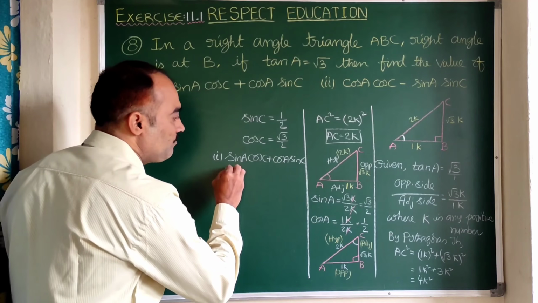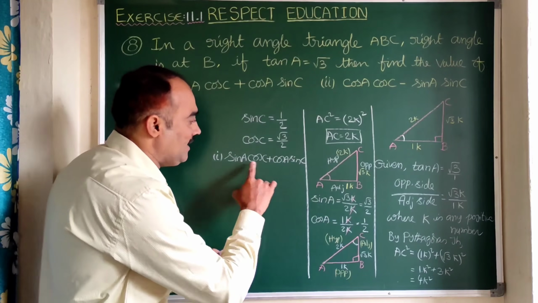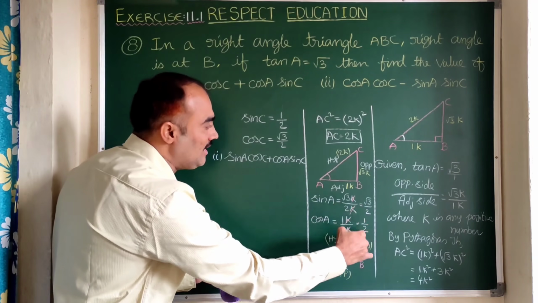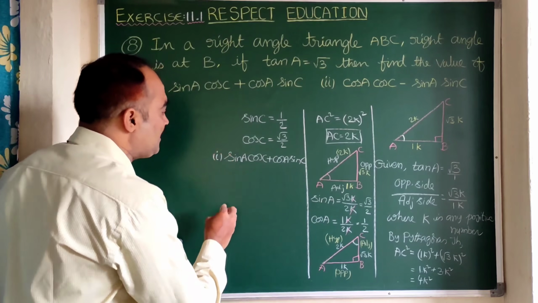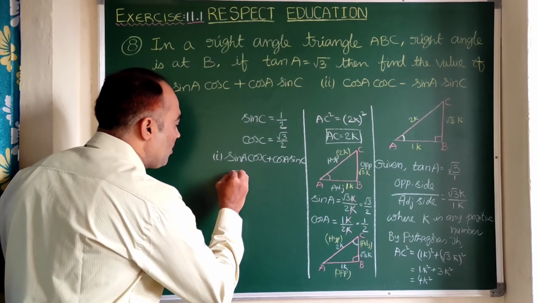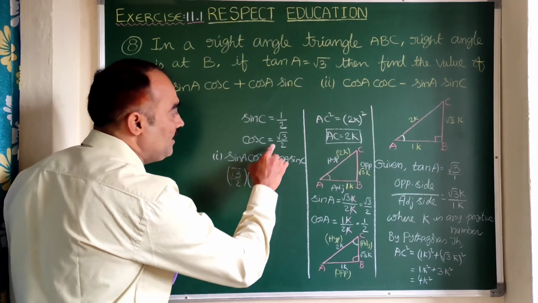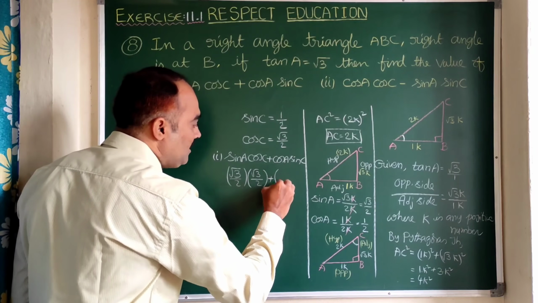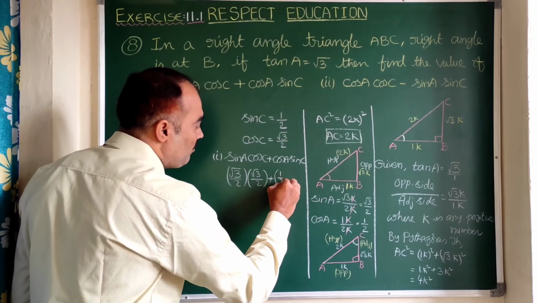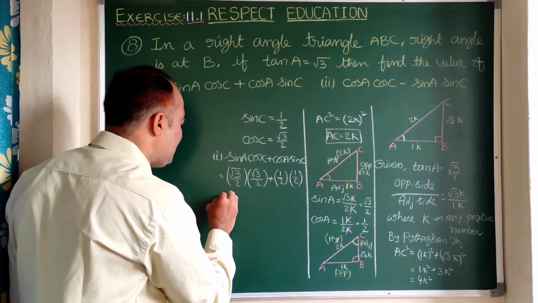Sin A value is root 3 by 2. Don't be confused while taking the values. Sin A and cos A values are here. Sin C and cos C values are here. Is it clear? Now tell me clearly, what is sin A? Root 3 by 2. Root 3 by 2 into what is cos C? Root 3 by 2. Clear? Plus what is cos A? 1 by 2. What is sin C? 1 by 2. Let us simplify this.